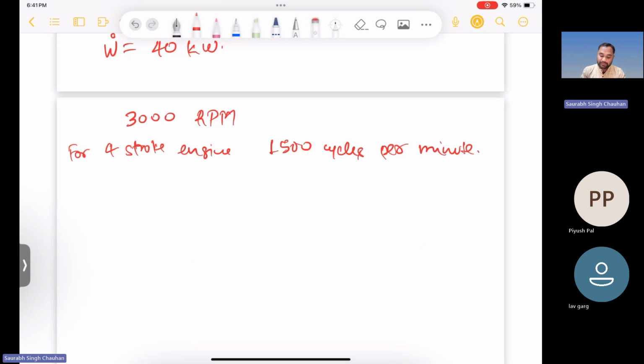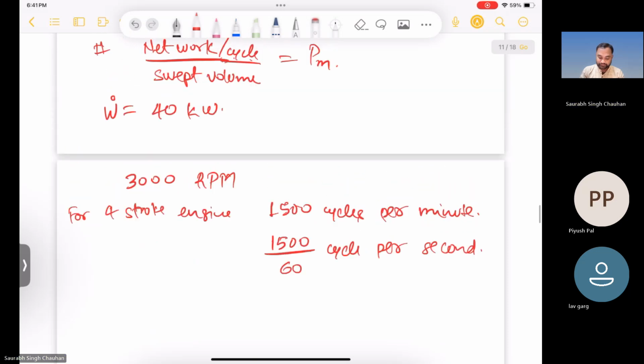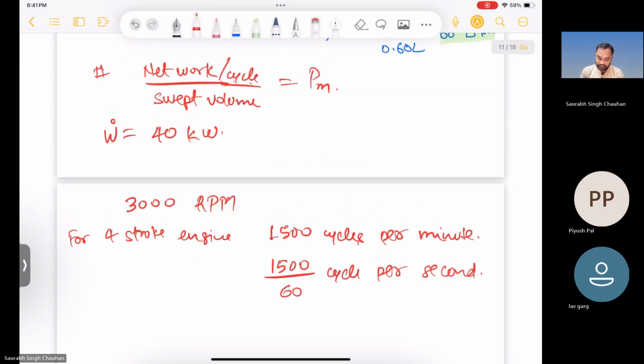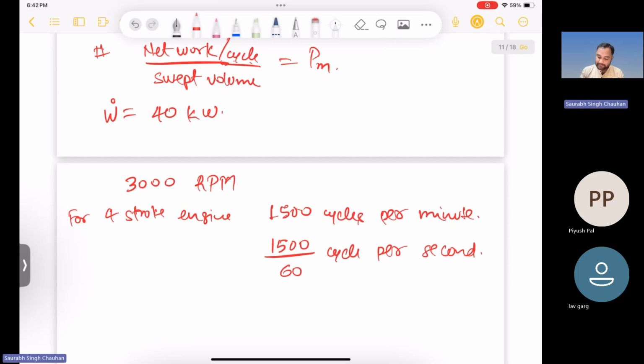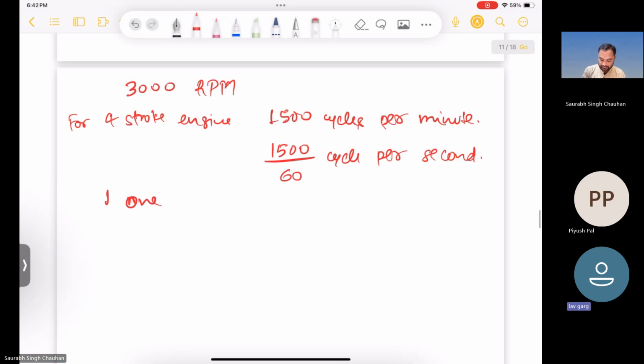Right. So this is per minute, and if you want to convert this to per second, you just divide it by 60, right? So 1500 divided by 60 cycles per second, these many cycles per second, so 25 cycles per second. So in 1 second, these many cycles are there, whatever the value is, no problem.